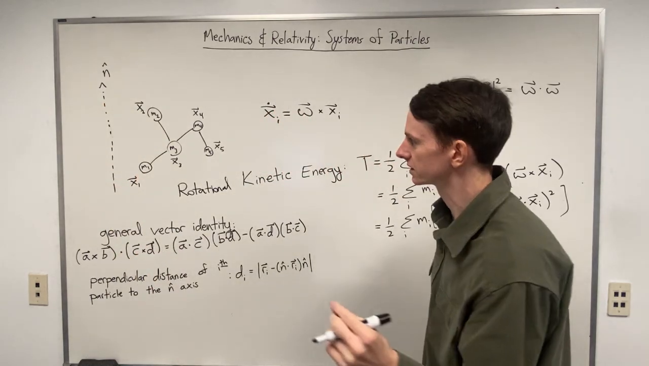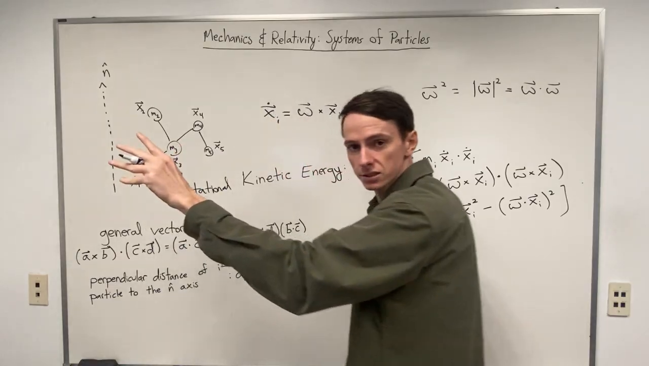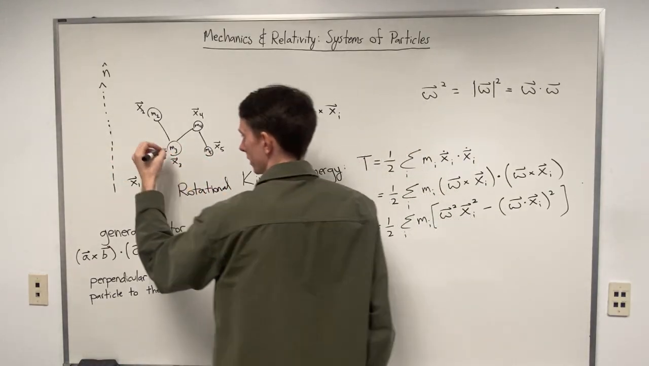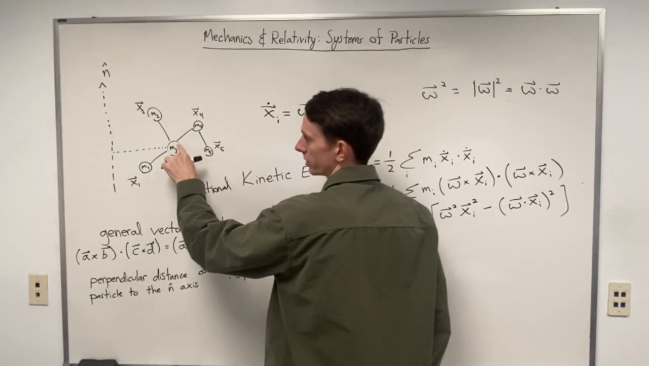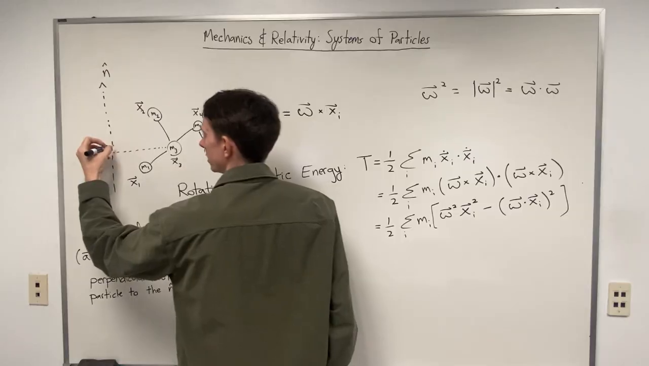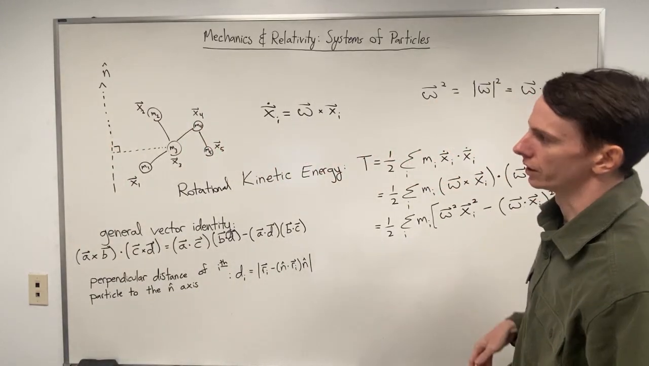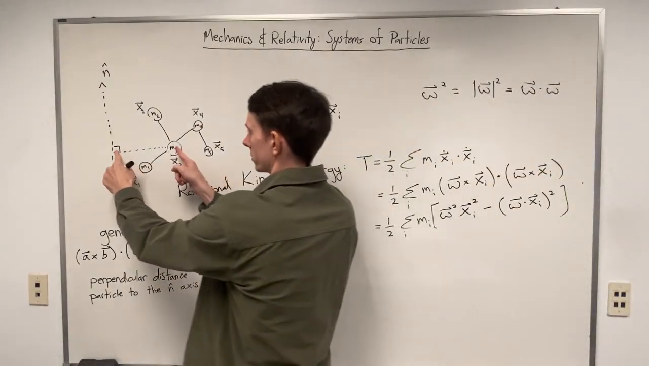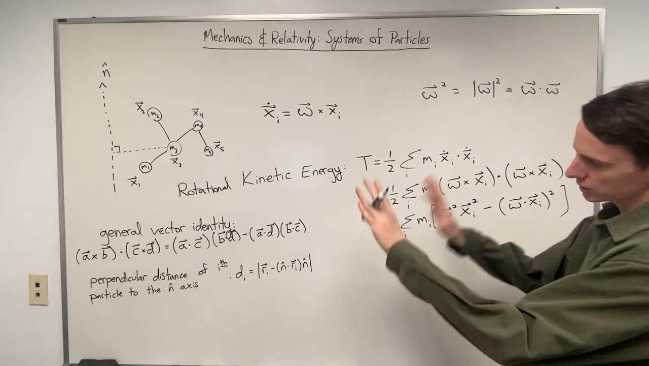Well, it's the distance such that if we were to draw a line from the particle to the axis, they would be perpendicular to each other. So we could draw a distance from here to this point on the axis, and at that point they make a right angle, and that is how d sub i is defined, as this scalar distance right here. Okay, so that's what that represents.